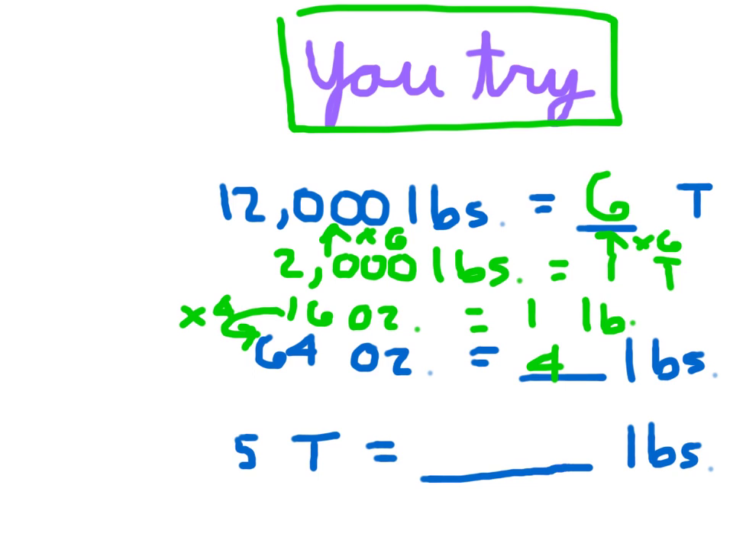Finally, 5 tons equals how many pounds? 1 ton equals 2,000 pounds. So 5 times 2,000, we'll start with 5 times 2, which is 10. And since we are talking about thousands, we have to place 3 zeros there. And so those are our relationships and our conversions that we were able to work out.